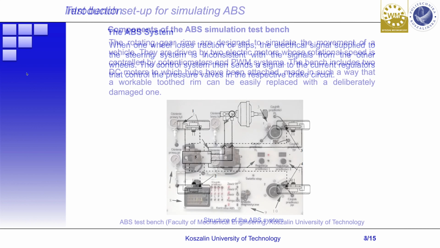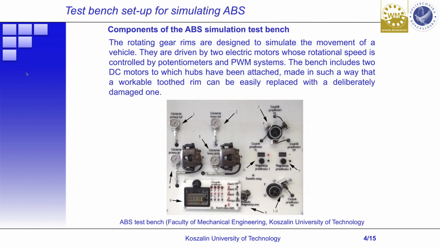The rotating gear rims are designed to simulate the movement of a vehicle. They are driven by two electric motors whose rotational speed is controlled by potentiometers and PWM systems. The bench includes two DC motors to which hubs have been attached, made in such a way that a workable toothed rim can be easily replaced with a deliberately damaged one.